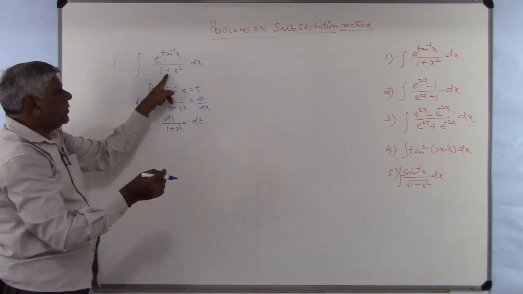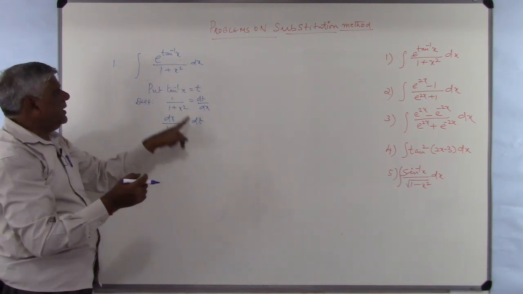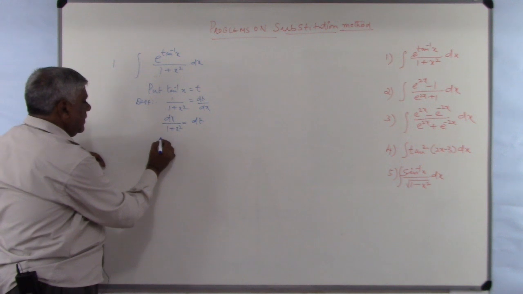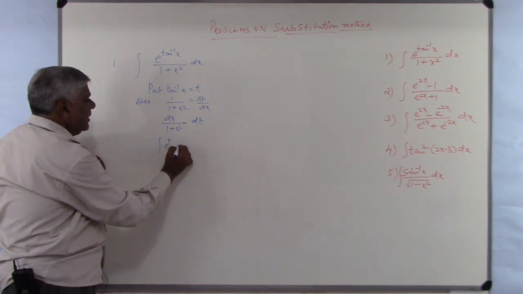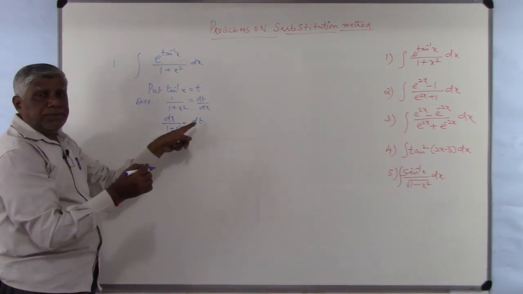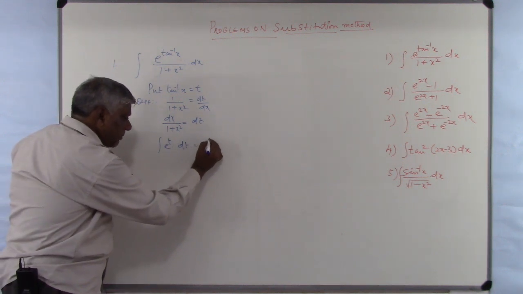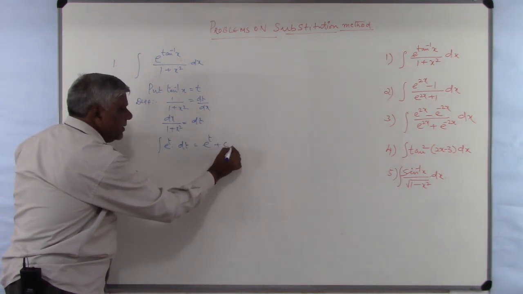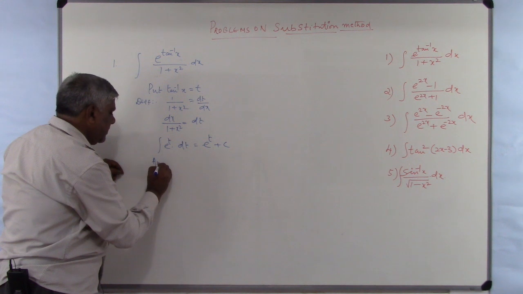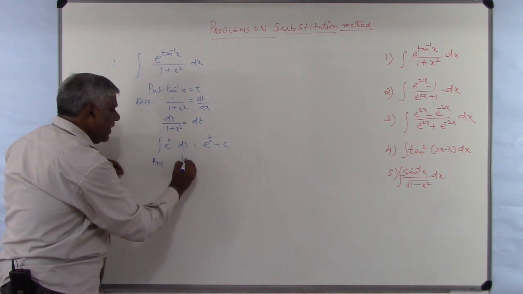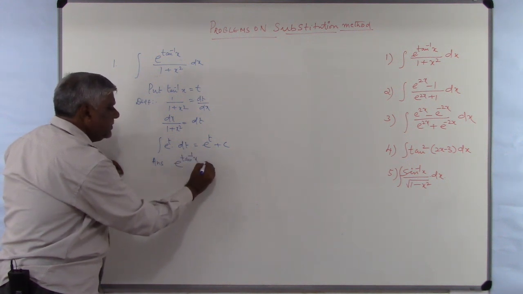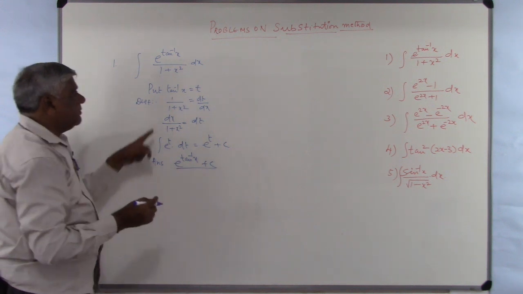See here, dx by 1 plus x square will be equal to dt. So the integral is e to the power of t dt, which is equal to e to the power of t itself. Our answer is e to the power of tan inverse x plus c. This is the answer for this problem.